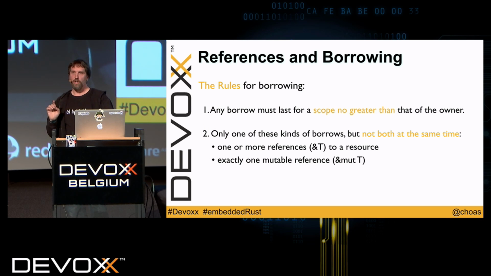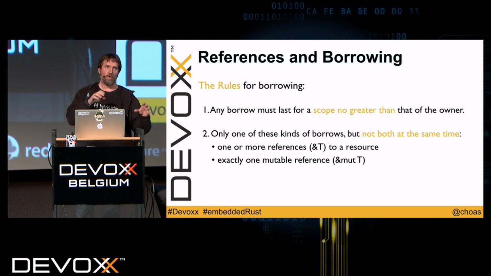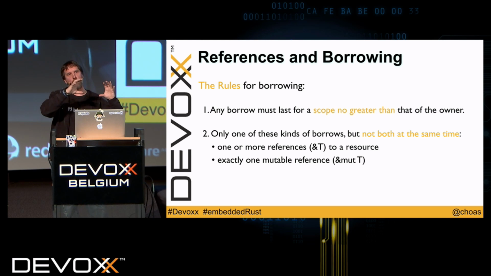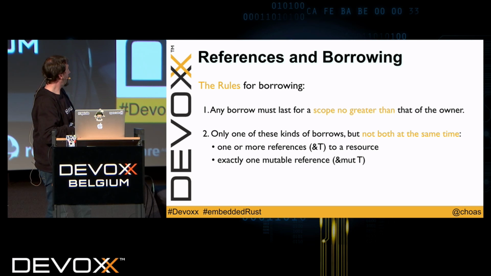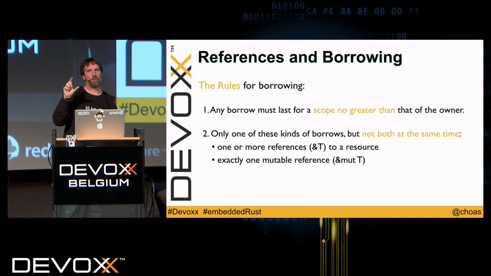So the rules for borrowing. First, you have a scope which has to be less than or equal to your main scope. And the other rule is you have either one or more immutable references, or exactly one mutable reference, but not both of them.